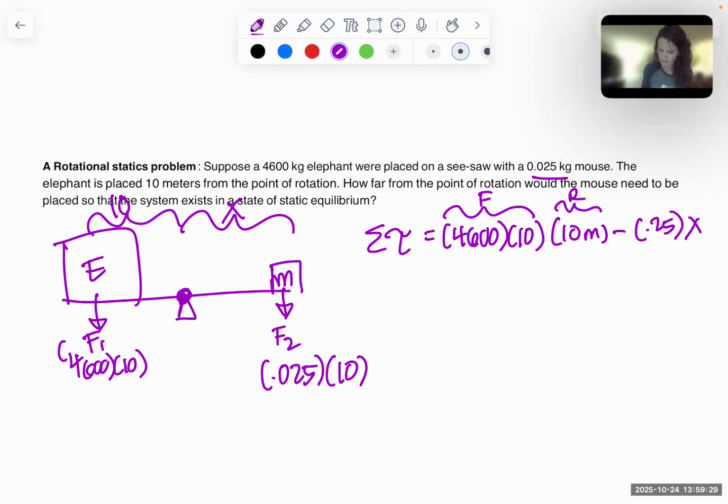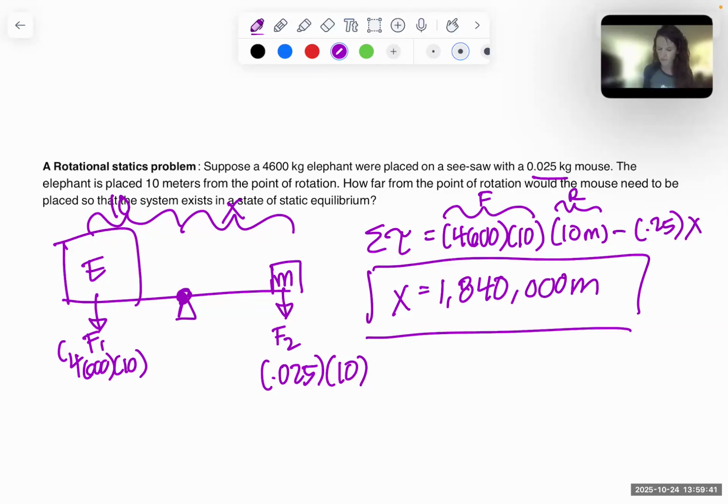So 0.25 times x. And if I work this out, I find out that my x, how far the mouse needs to be, is 1,840,000 meters away from the fulcrum in order for the elephant and the mouse to balance.